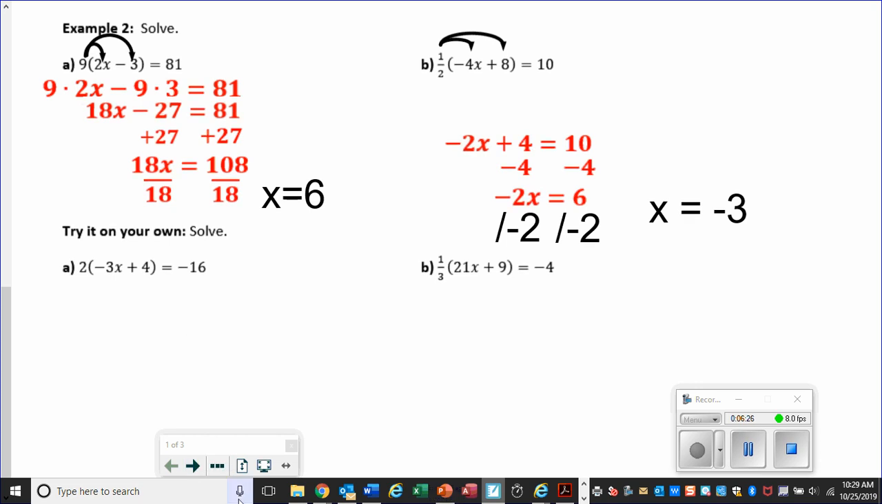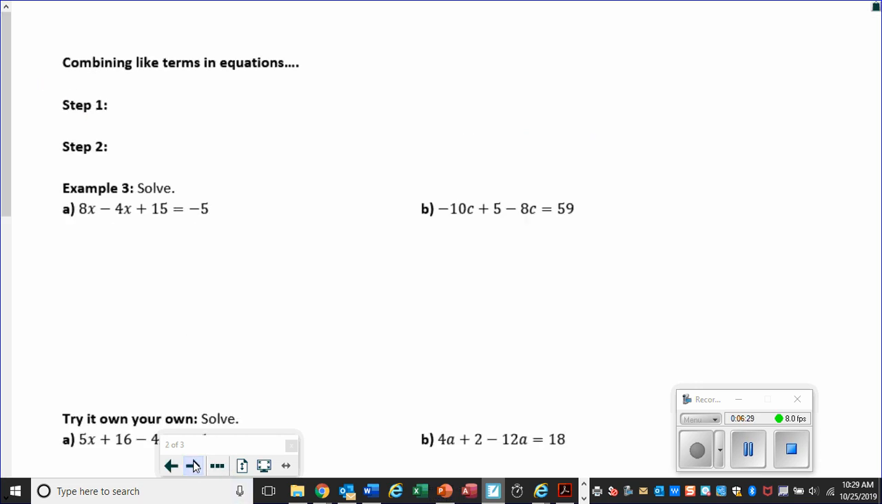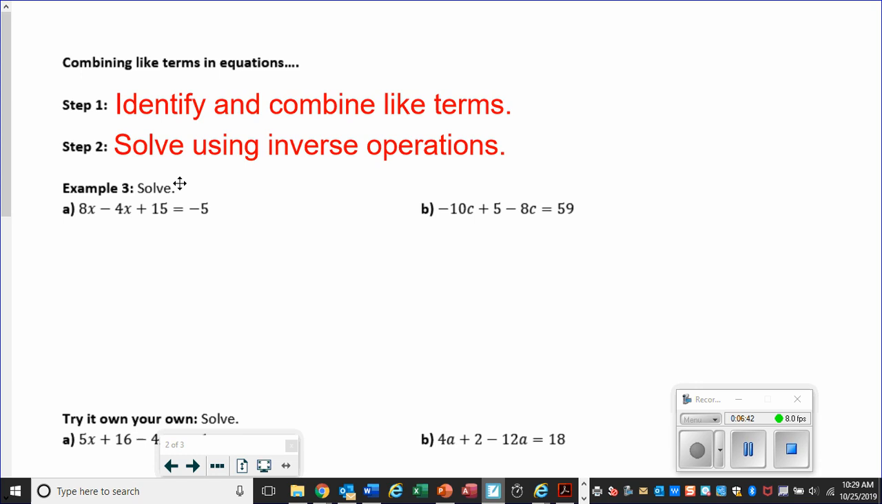Alright. Then next page. So that was all on just distributing. Now we're going to talk about just combining. When you're combining like terms in an equation, you need to identify and combine the like terms first. Then you can solve using inverse operations.